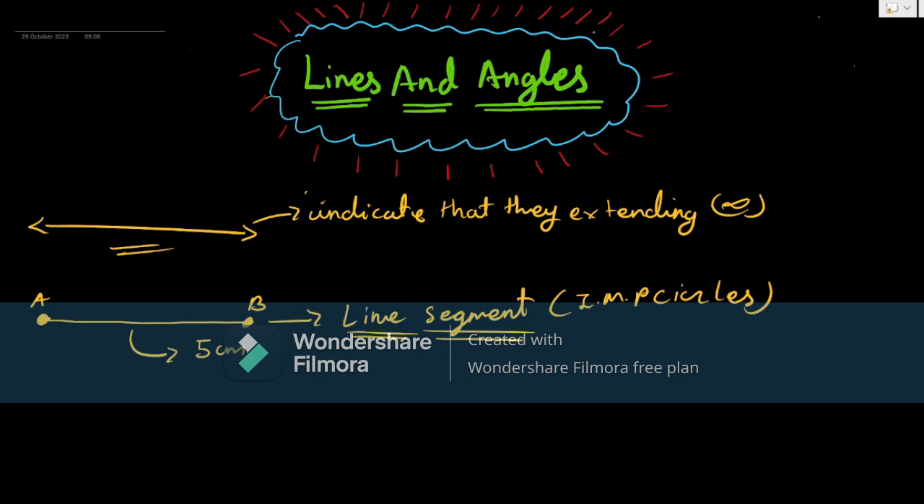Now, let's talk about collinear points. Suppose you have 3 points, one here and the other here. Let's name them A, B, and C. Now, as you can see, if I pass a line through these dots, they align perfectly. All 3 of them are on that line, right? These are called collinear points.